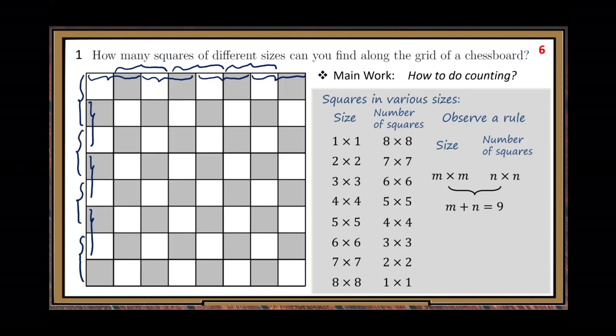It is correct for all the rows. So look at all the rows. If you check all the rows, this rule is correct for all of them. Always the sum of these 2 numbers, m and n, is always 9. It never changes. When you change the rows, this quantity never changes.